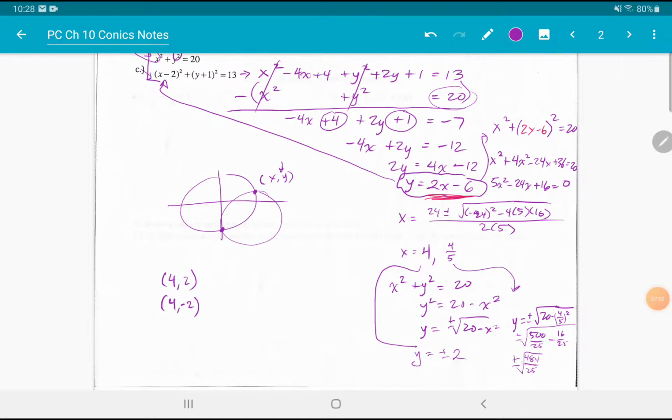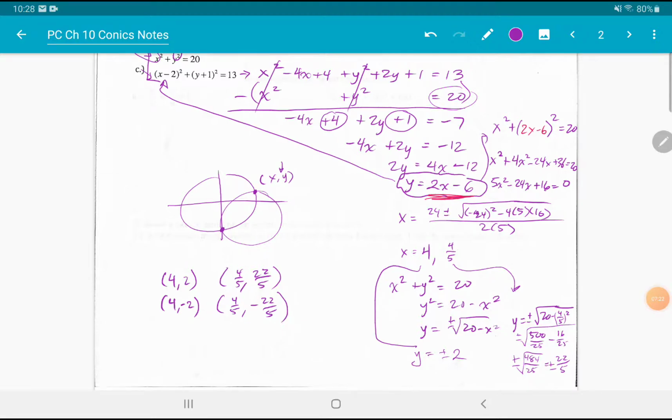So we're finding the square root of 484 over 25. I believe that is 22 over 5, plus and minus. Okay, so we also have the values (4/5, 22 over 5) and (4/5, negative 22 over 5). So we have these four possibilities.